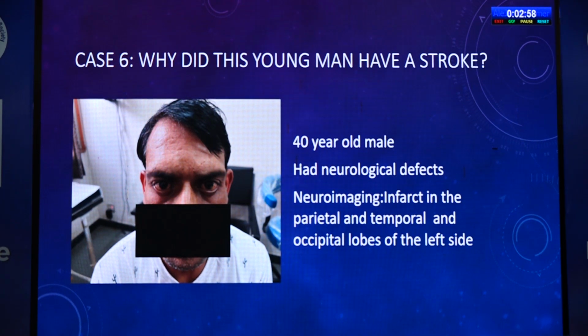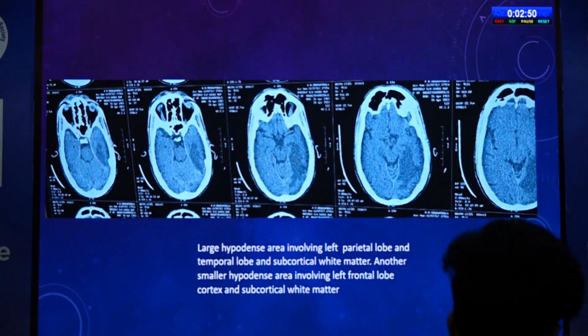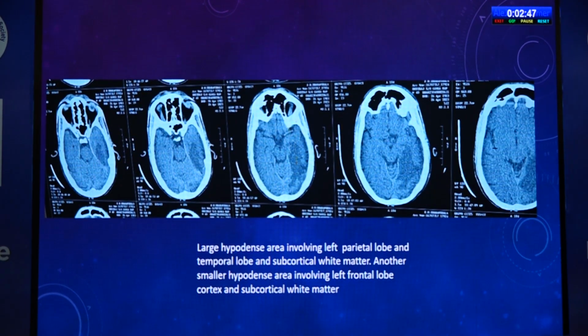Now, the sixth case was a patient referred to me by the neurologist. He had stroke and neurological deficits, and neuroimaging showed infarcts in different areas of the brain, in the parietal lobe and the temporal lobe.